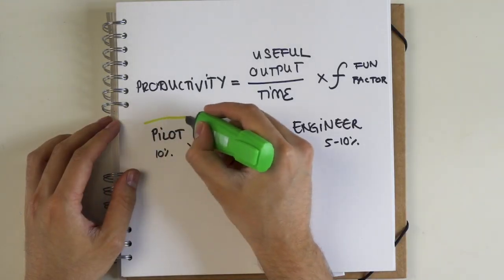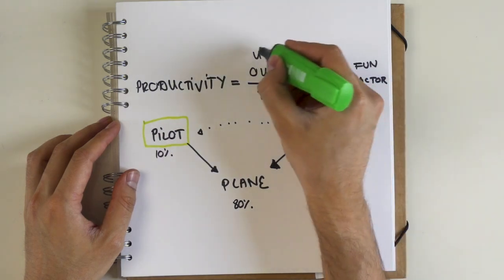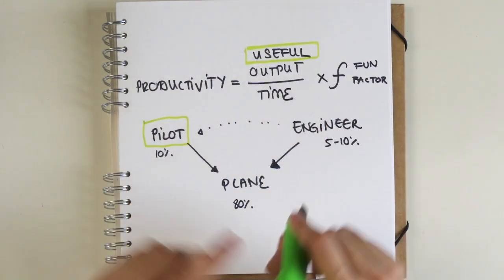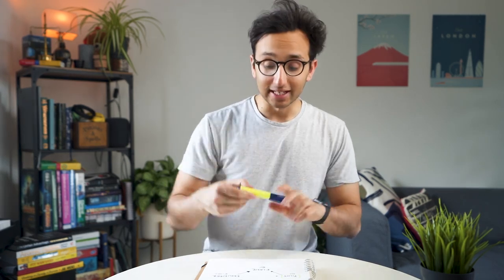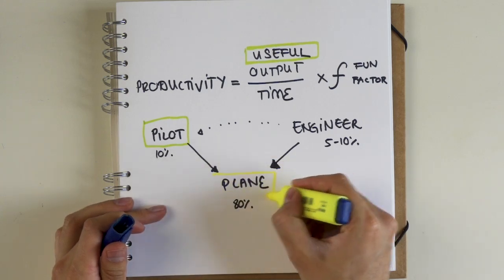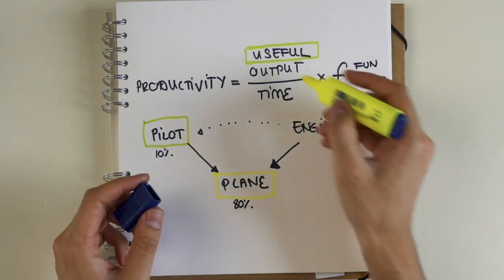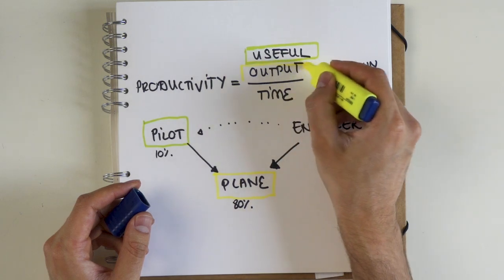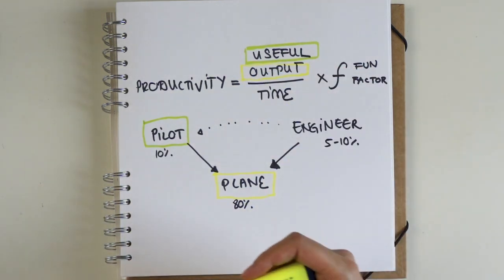So the pilot is the one who sets the course, who sets the direction of the plane. And so let's put that in green. And that is the useful component of the productivity equation. The pilot makes sure we are doing the right things. It makes sure it's useful output that we are outputting. Next, we have the plane, which is 80% of the time. The majority of our time is spent executing the orders of the pilot. And that is the output bit of the productivity equation.